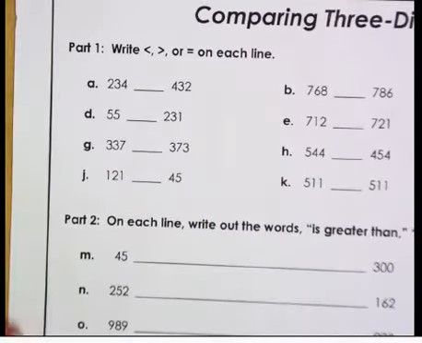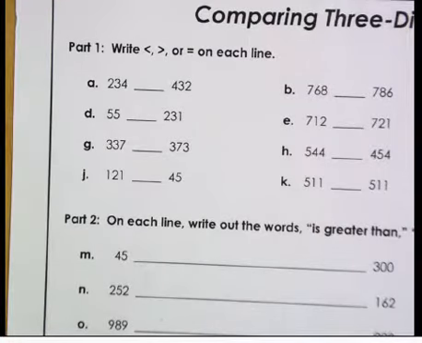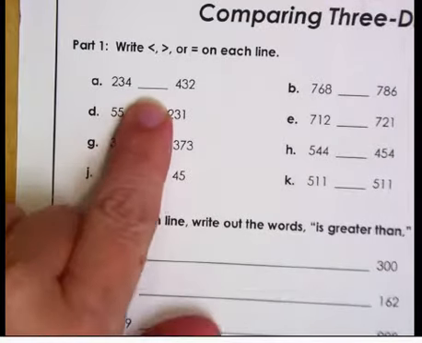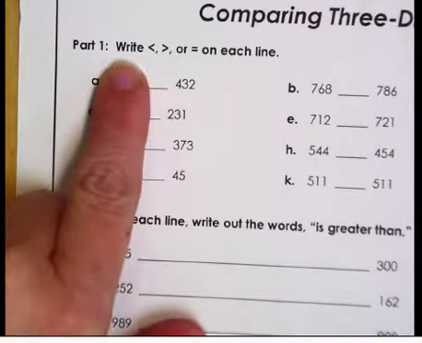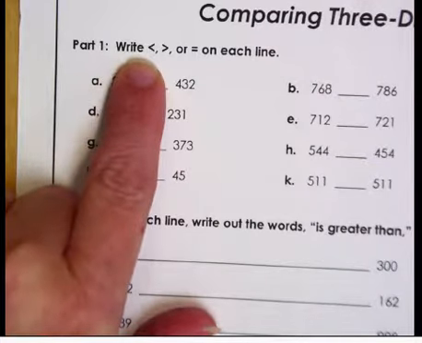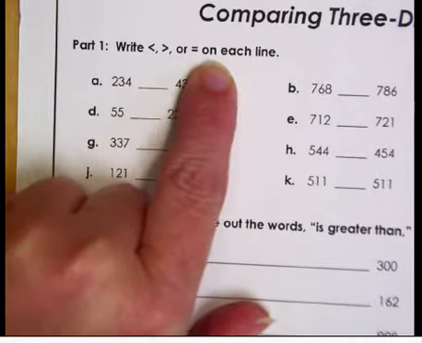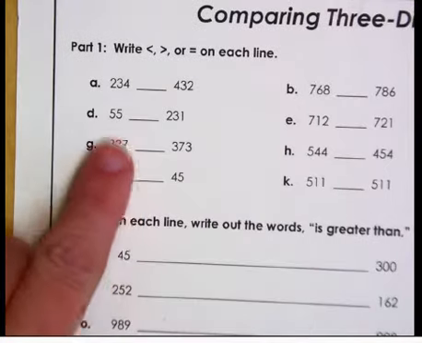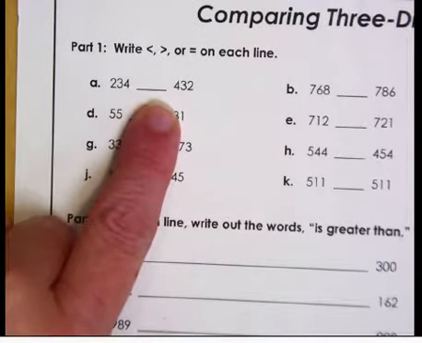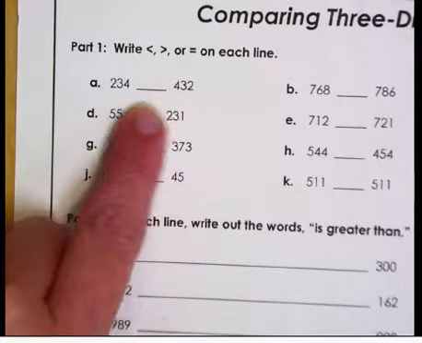Okay. All right, so I'm going to do a couple of these with you. There's a blank in the middle of these numbers, and it says, write less than, greater than, or equal to on each line. So we're going to compare a couple of these, and we might use an HTO chart for some of them.